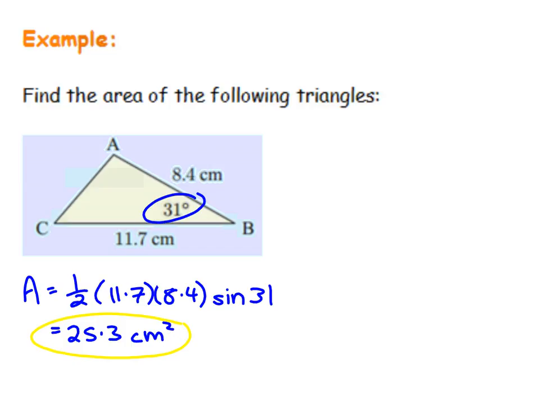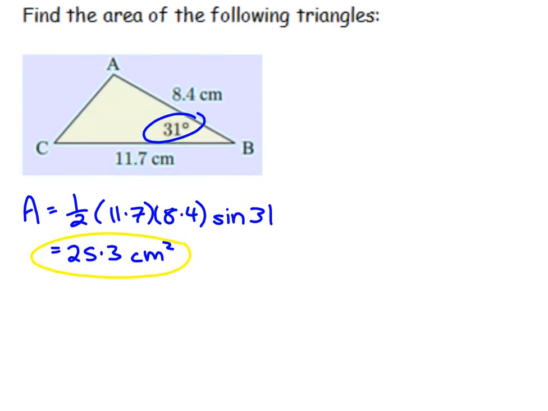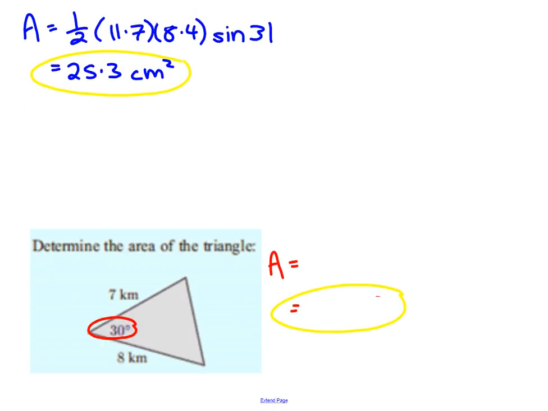Again, we've got, notice, two sides, and we've got the angle in between. The angle has to be in between the two sides. You can't use this side. It has to be these two sides and the angle in between. So plug it all in.